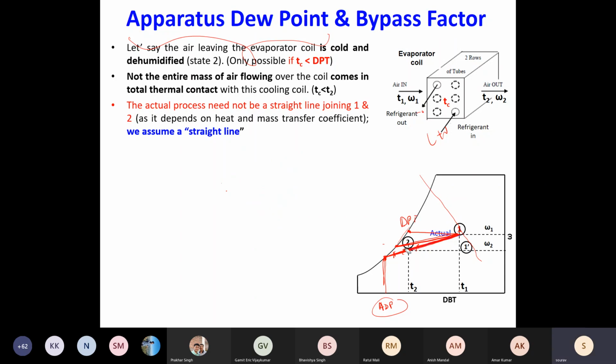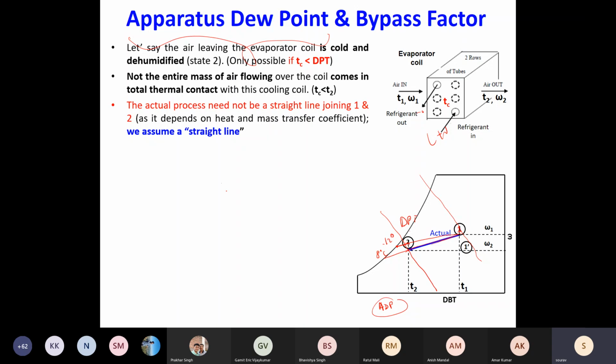So now you can realize that if you have to follow this slope or if you have to follow this slope, both lead to similar enthalpy difference. But here you have to maintain a higher apparatus dew point. In this steeper slope, you have to maintain a lower apparatus dew point. Lower apparatus dew point means lower coil temperature, which means lower evaporator temperature. So here if your coil temperature is 12, here you may have to maintain 8 degrees or 10 degrees.